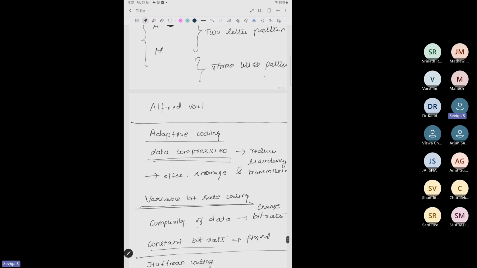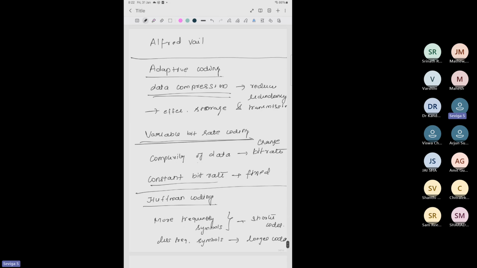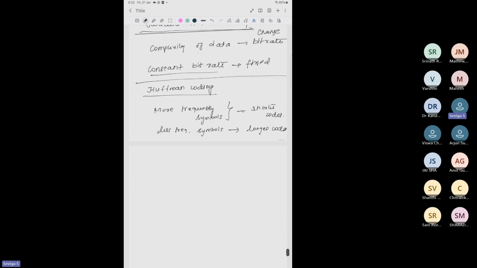Then we saw about adaptive coding. Adaptive coding is used to reduce the redundancy in data compression techniques. So it adapts on the fly. Based on the data which is present, it changes the code every time. Then we saw what is variable bitrate coding, constant bitrate coding, and Huffman coding. Is it clear? Okay.